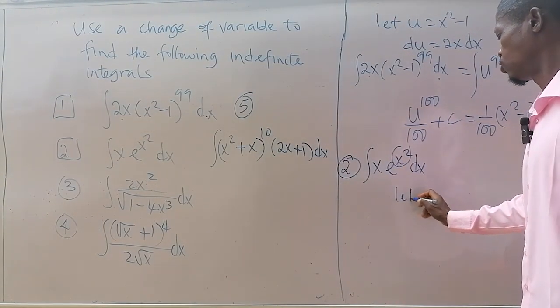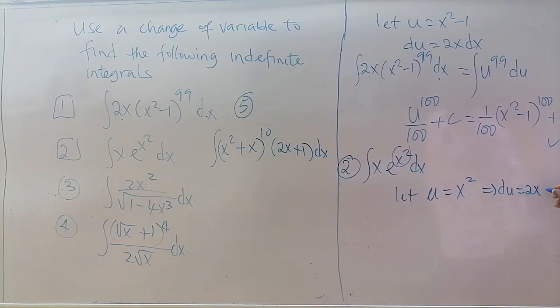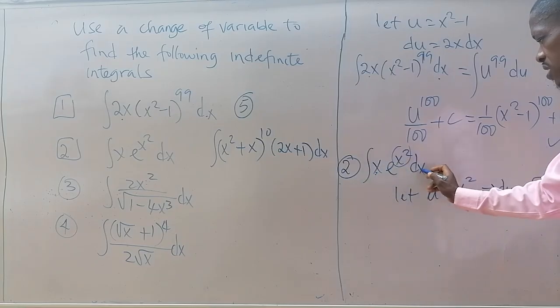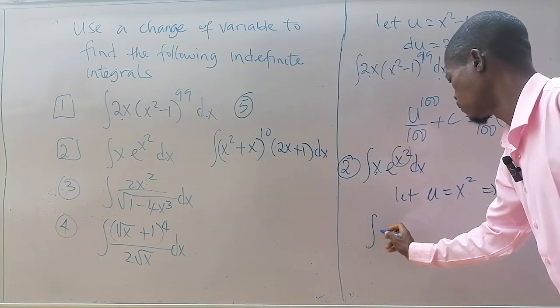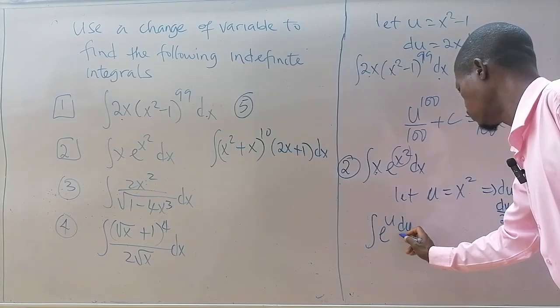The second question, we're going to substitute for this power. Okay, let u be equal to this. So the du is equal to 2x dx. I want to retain this to make it the subject so that we can have exactly the surrounding function. So that will be du over 2 equal to x dx. So our question will now become integral of e to the power u and then du over 2.